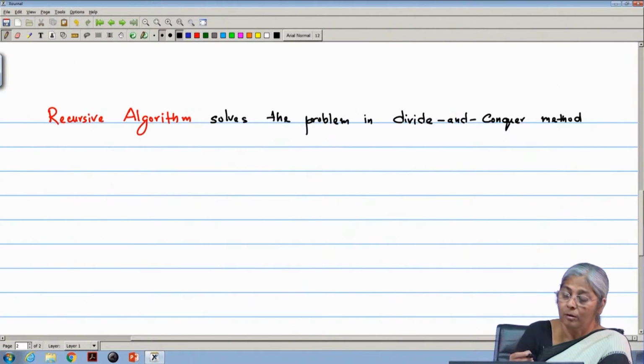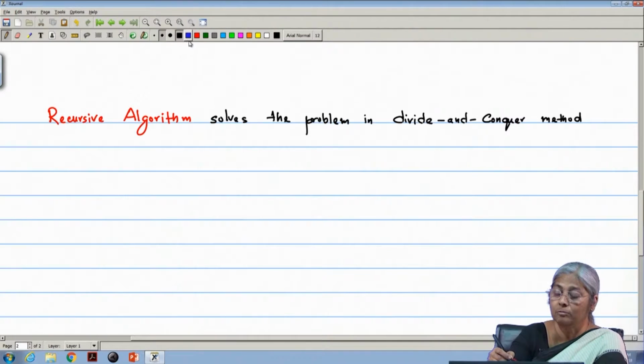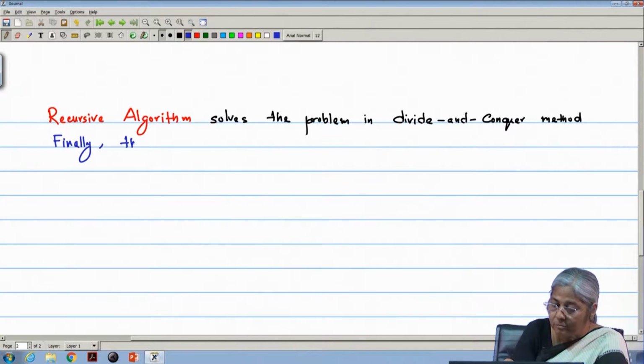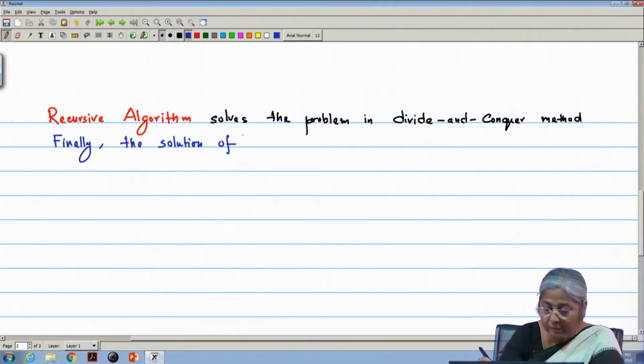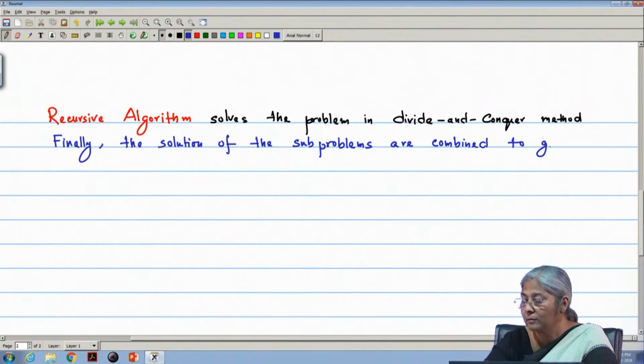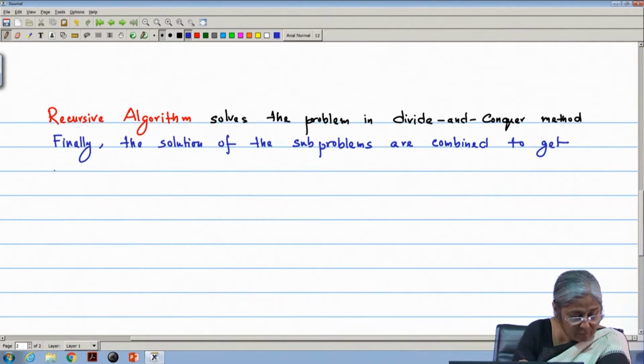Then we add all the solutions of the sub problems, and finally the solutions of the sub problems are combined to get the solution of the original problem.